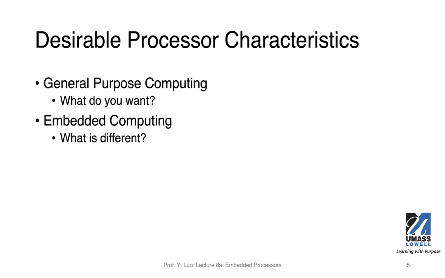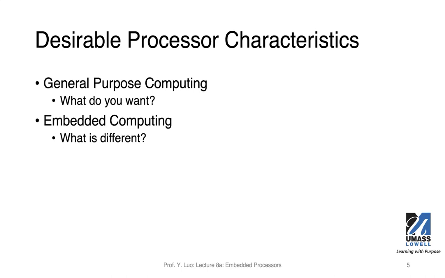Now here, we just want to briefly compare different processor characteristics. For the general purpose computing domain, what do you want? And for the embedded computing domain, what do you want? What's the difference? You can come up with all kinds of answers to these questions. But in general, for general purpose computing, you want your processor to be powerful, efficient in computing, and also power efficient. But you will weigh performance more than the power consumption. It's always a balance of how much you want to sacrifice on power consumption to get higher performance.